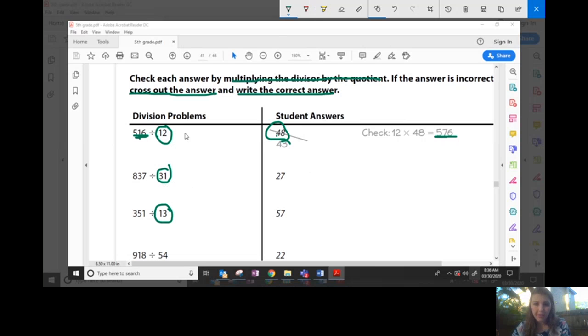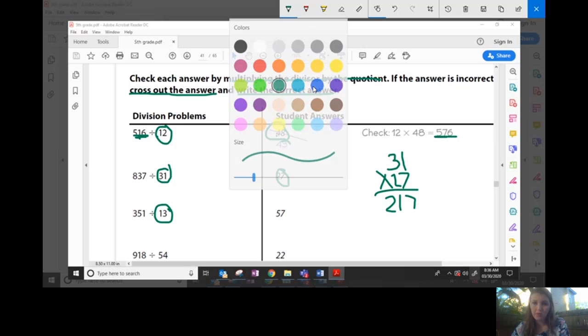So I'm going to multiply the divisor, 31, times the quotient, 27. And I'm looking to see if I get 837. All right, 7 times 1 is 7. 7 times 3 is 21. And there's nowhere to regroup. Since I only have a tens place, I'm writing both the numbers of 21.